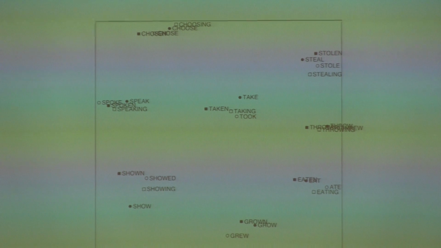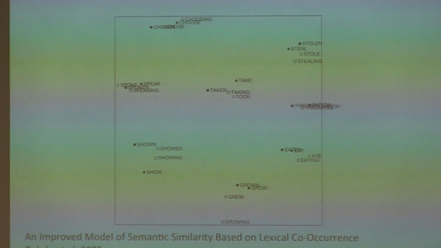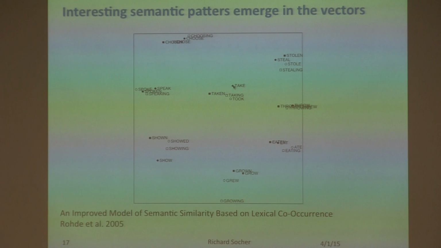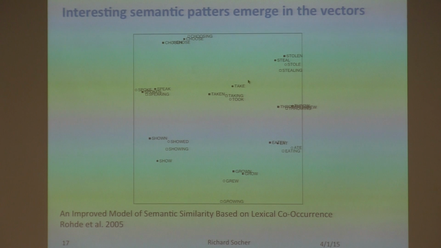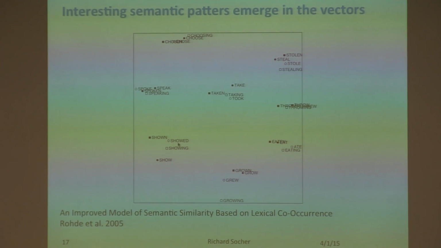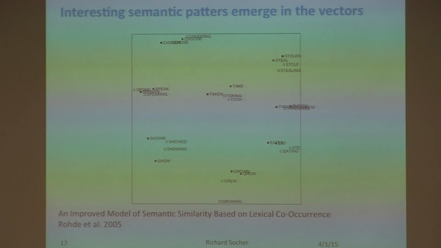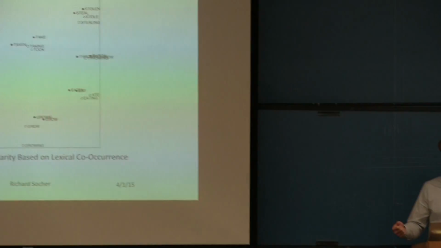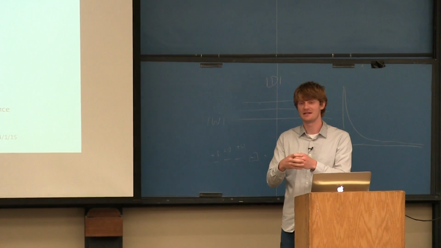What's also kind of cool is because we have these windows, we're actually capturing syntactic or grammatical information. So here, for instance, take, taken, and taking are very close to one another in the vector space, and so are show, showed, and showing. This gives us some hint that maybe we can get away with using vectors to even capture grammatical information. We didn't have to tell the model about different tenses of verbs, yet it kind of learned that these should go together.